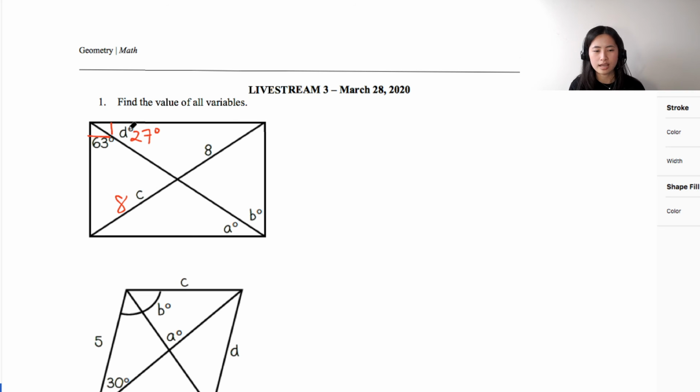If this is 27, this must be 27. A degrees must be 27 because the Z pattern is basically from here to here, and then you go down and then over here. So whatever this is, if this is 27 degrees, this has to be 27 degrees. And guess what? You can actually draw another Z pattern this way. So if this is 63, this must be 63 as well. And yeah, we're done.